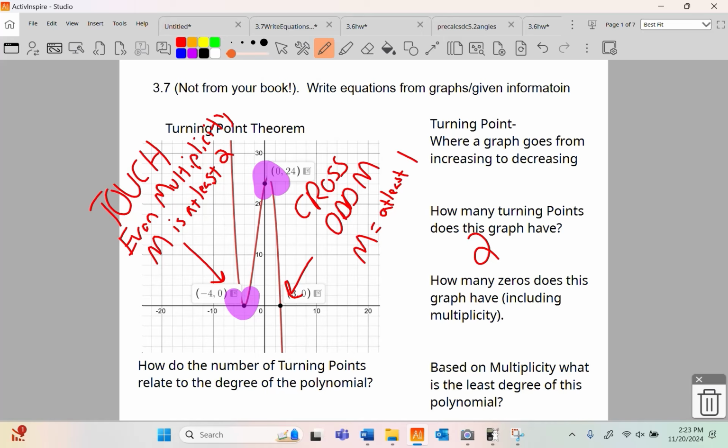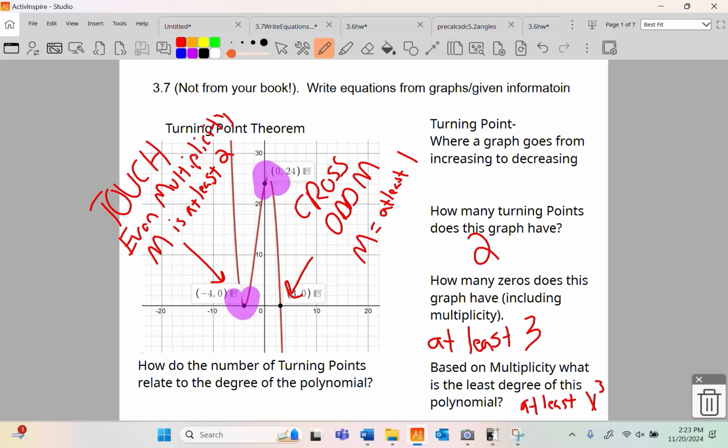So I wasn't disagreeing with the 3. I was curious what the thought process was behind it. So I have something that happens at least twice, and I have something that happens at least once. What's the least degree it can be? 3rd degree. So we have at least 3 zeros. It is at least. It's not 3. It's at least 3. Which means we are at least some 3rd degree polynomial.